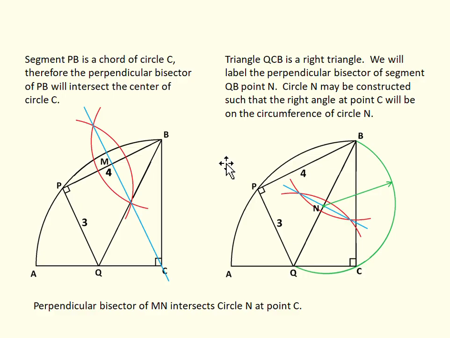The second half, the other triangle, which is QBC, that triangle, if it's a right triangle and the hypotenuse is the diameter of a right triangle, the right angle will be on the circumference of that circle. So here we have circle N. It's the center of the hypotenuse, and we bisected it, and as we can see, the green circle around it intersects point C. So we have a bisector and we have a circle, and they both intersect at the same point.